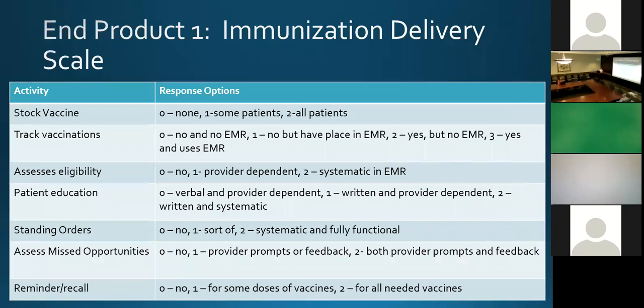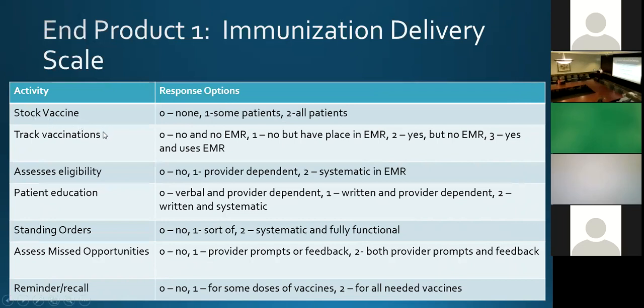We created what I mentioned before was this immunization delivery scale. So I'll walk you through this here. These are 7 items that we asked about specifically, and we had a quantitative way that we assessed this. We used our qualitative data from the transcripts and assigned practices to these different scores depending on what level they were doing in terms of stocking vaccine.